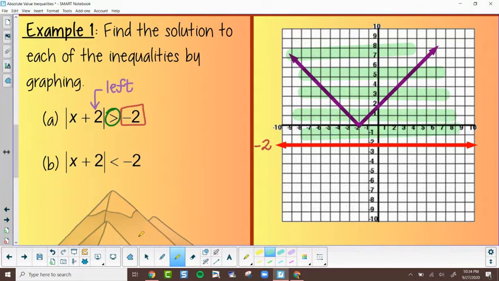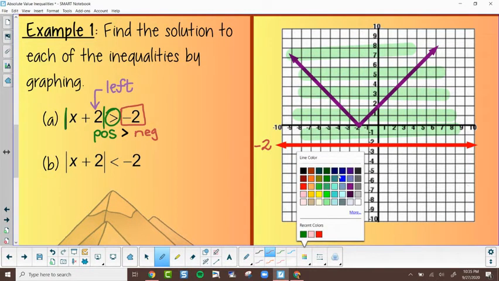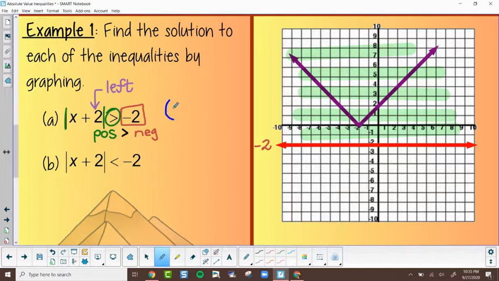You're going to see that entire graph is above -2, which kind of makes sense because these absolute value bars turn everything positive. Well, I'm pretty sure, by pretty sure, I mean like 100% sure that positive numbers are always above negative numbers, no matter what my heart desires. So this type of situation would be all real numbers. We can pick any value for x and it will work 100%.